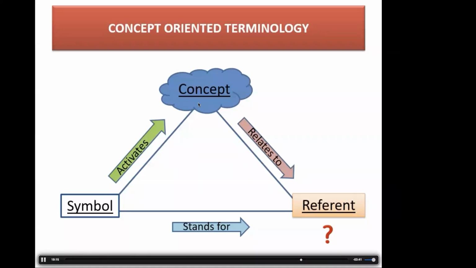To give you an example of a concept-oriented terminology, for example, the term is orange. We are now going to activate our concept depending on how we are going to use the term, so we can perceive and relate what it stands for. It can be either a fruit or a color.